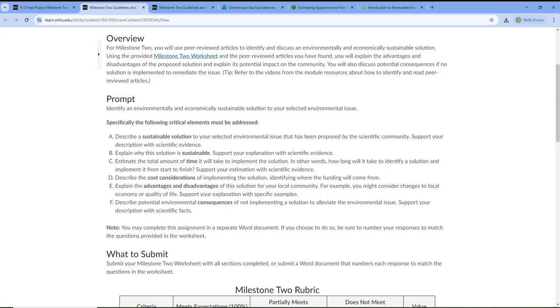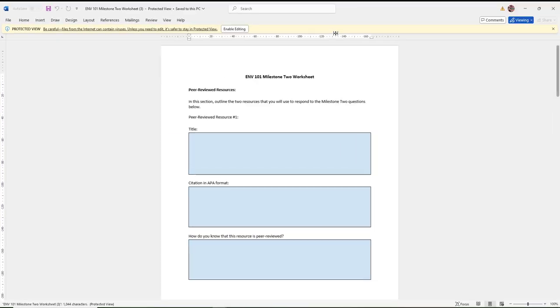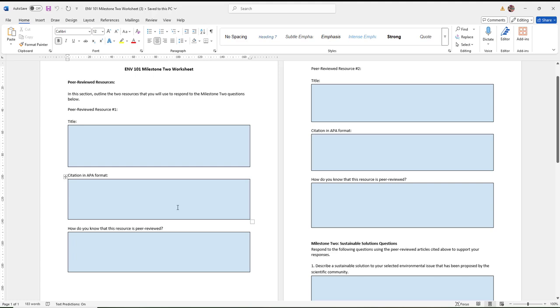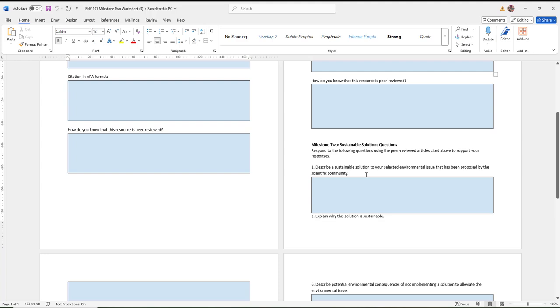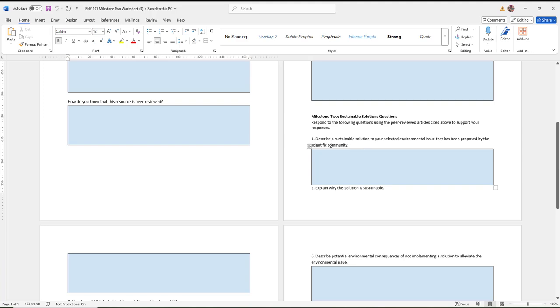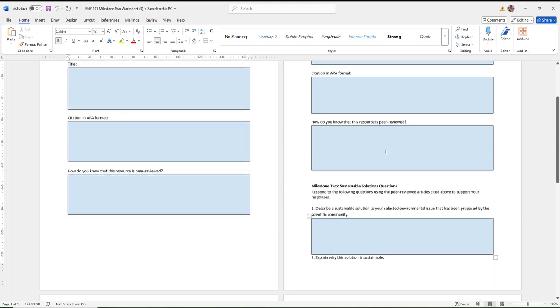So you will be filling out a worksheet. Just like in milestone 1, you'll be typing in your answers. Make sure you type them as detailed as possible and include those in-text citations where appropriate. Try to do this as thoroughly as possible, because if you look at some of these questions, for example, it says here, describe a sustainable solution to your selected environmental issue that's been proposed by your scientific community.